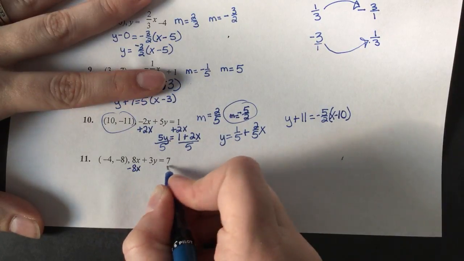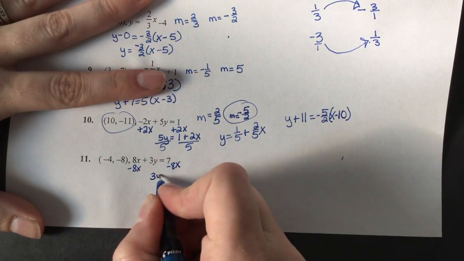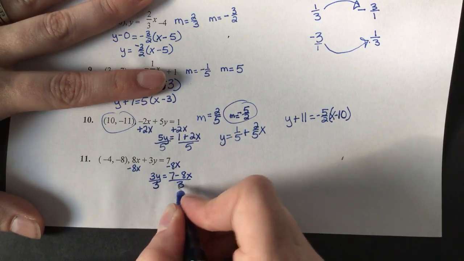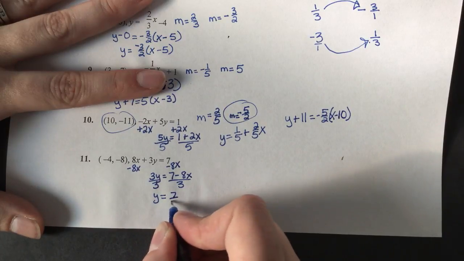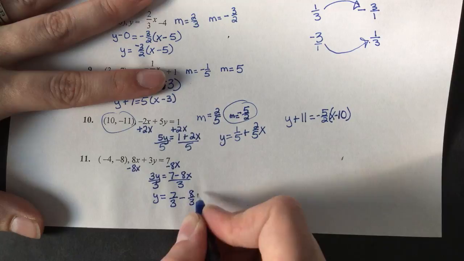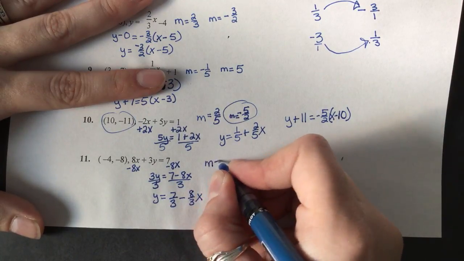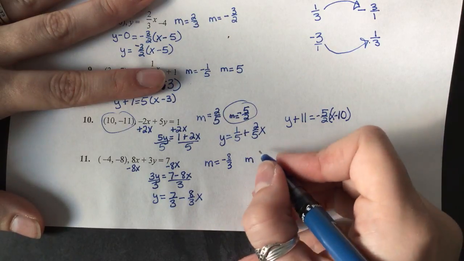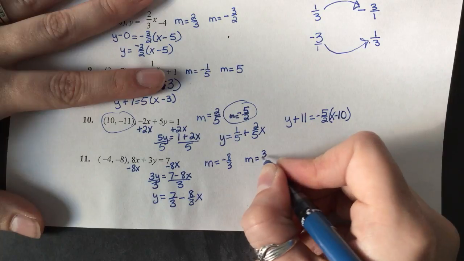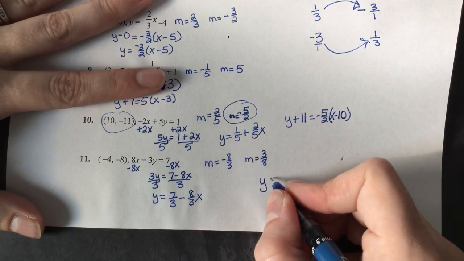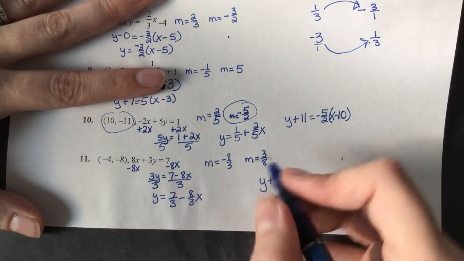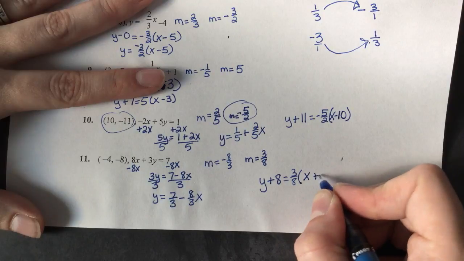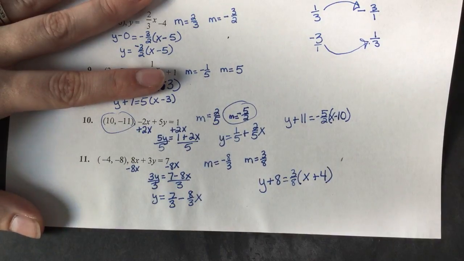Minus 8x minus 8x. 3y equals 7 minus 8x. Divide by 3, divide by 3. Y equals 7/3 minus 8/3 x. Okay, slope is negative 8/3. Opposite is positive 3/8. Y plus 8 minus a negative equals 3/8 x plus 4. This time I can do the plus. Okay.